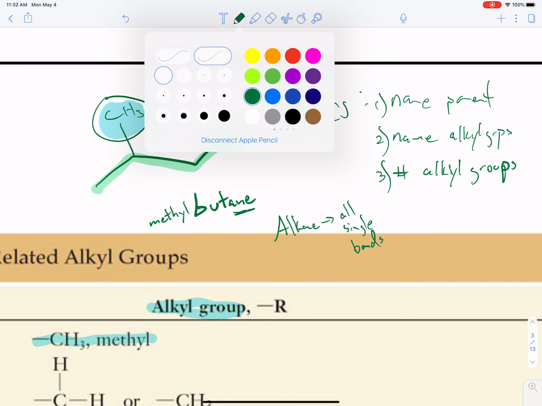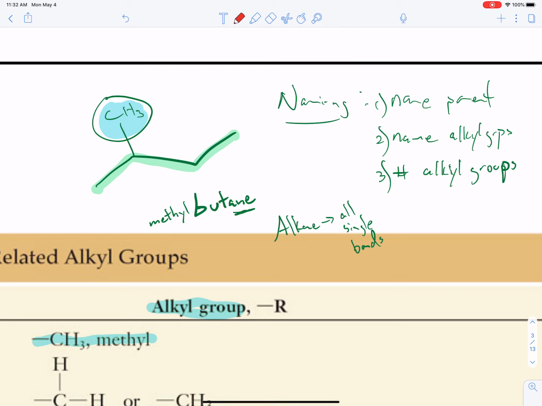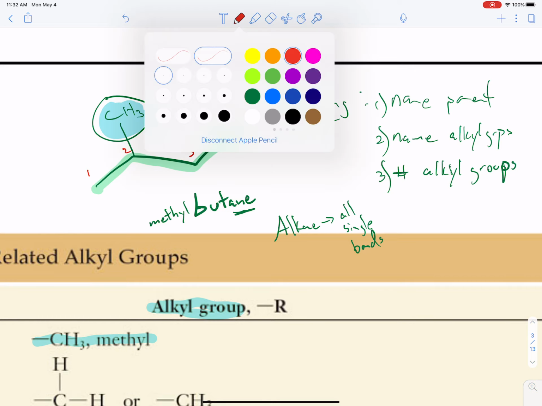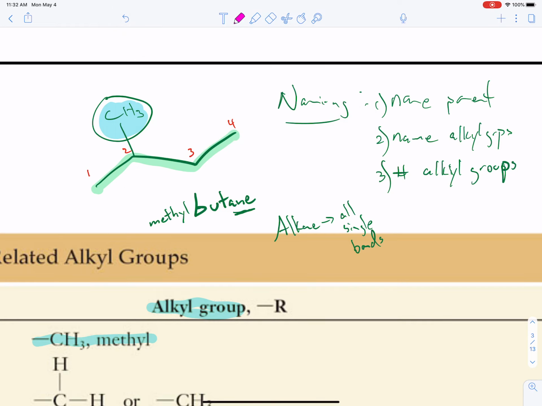Because what you've got to do now is you've got to number. You could number where you go 1, 2, 3, 4. You now number your parent. All right. Well, we could do it that way, or we could number it the other way, 1, 2, 3, 4. Depends on how you read. Do you read left to right, or do you read right to left? With organic compounds, it doesn't matter. You read either way that's best.